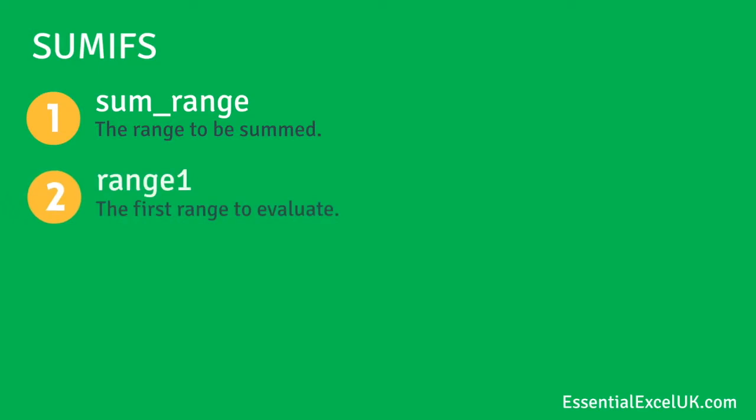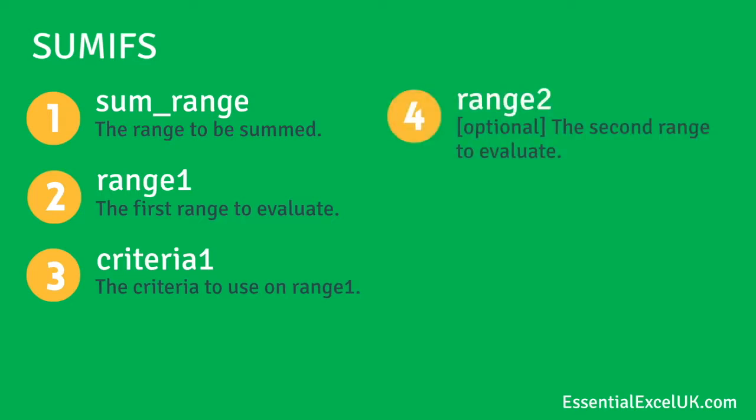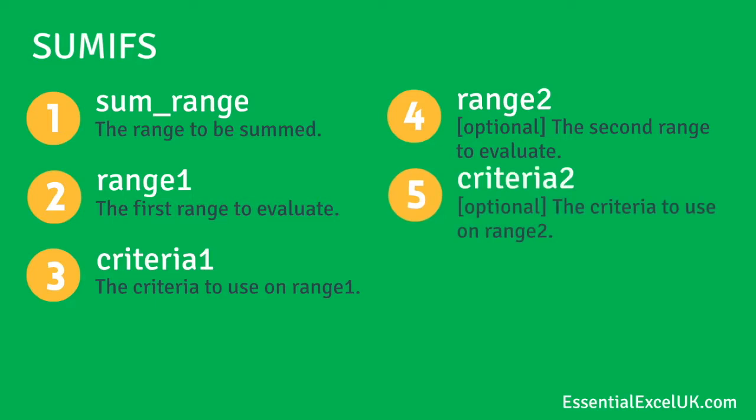The second part is range 1, so this is the first range to evaluate, and point number 3 is the criteria, or criteria 1. So this is the criteria that we want to use on range number 1. Point number 4, so this is now range number 2. So this is the second range to evaluate. And lastly, we have point number 5. So this is the criteria that we want to apply to range number 2. Okay, so having briefly gone through each of the formulas, we'll now jump into Excel and look at an example for each of those formulas.